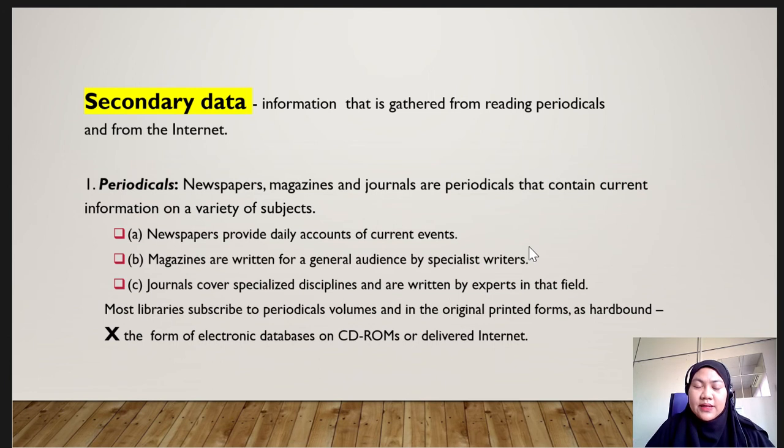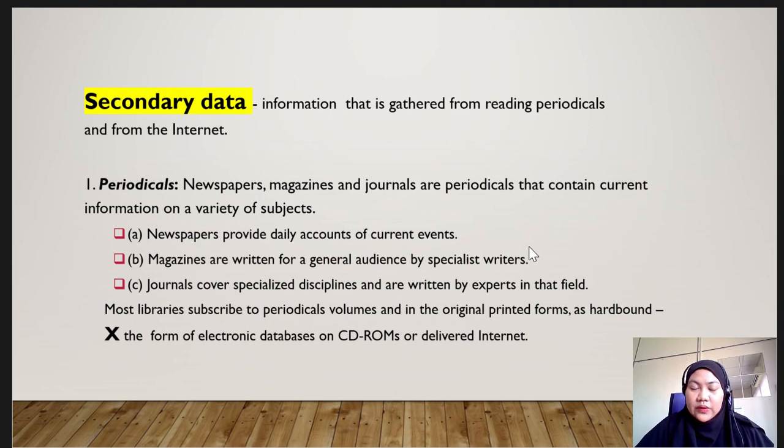For example, examples of this source are newspapers, which provide daily accounts of current events, or magazines, which could be published twice a month, every week or every month, totally up to them. Journals are also considered under this type of data because journals cover specialized disciplines and are written by experts in that field. It is considered secondary data.